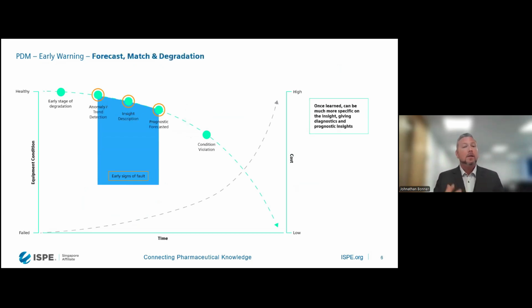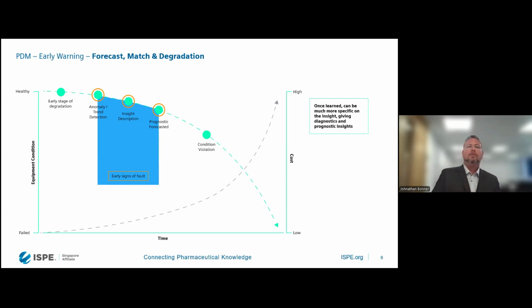So once it does learn and starts to understand what these signs of degradation mean, it can start to be more specific. So from the stage of early degradation, from those early signs, you may get some anomalies or trends detected. Then insight descriptions, letting the user know what is happening, interpreting the data. You may even get some prognostic forecasting and lead time to repair indications.